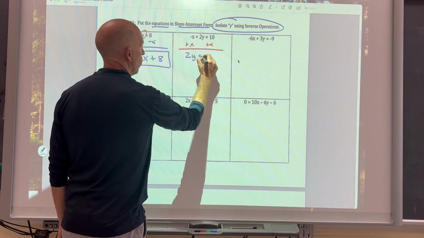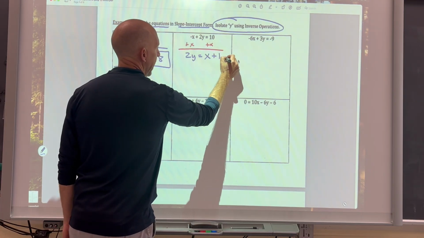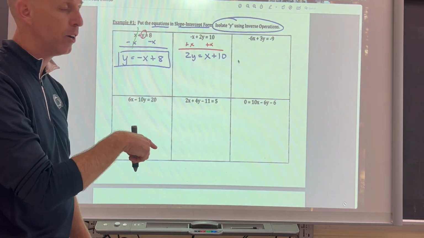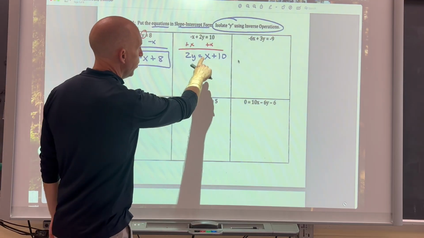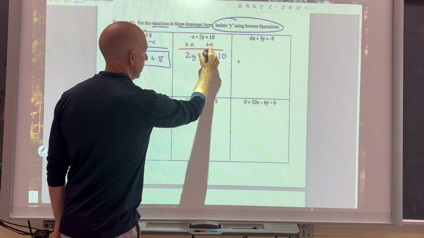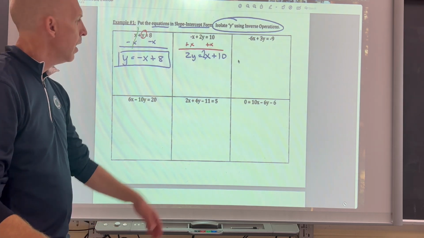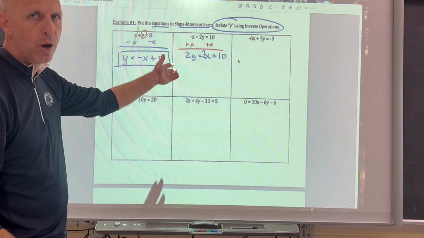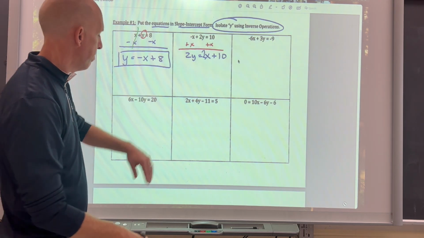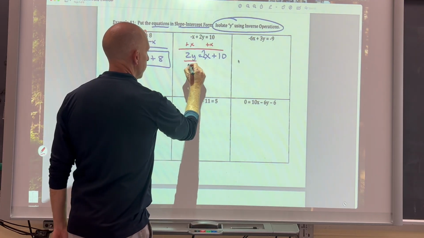2y equals x plus 10. Notice how I put the x term first. Now, there is an invisible number in front of that x, and it's a 1, and I'm going to squeeze it in there for a reason. Now, to get y by itself, do you know what I'm going to divide by? I'm going to divide by 2.